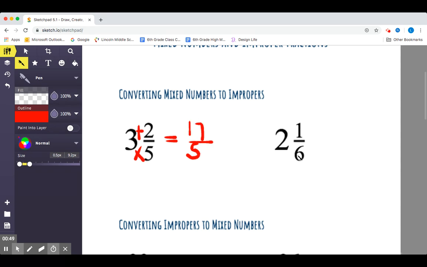So again, here I have 2 and 1/6. I'm going to multiply the denominator times the whole number out in front. So 6 times 2 gives me 12, plus 1 more gives me 13 over 6. Okay, so that just kind of showed you those steps illustrated a little bit better.